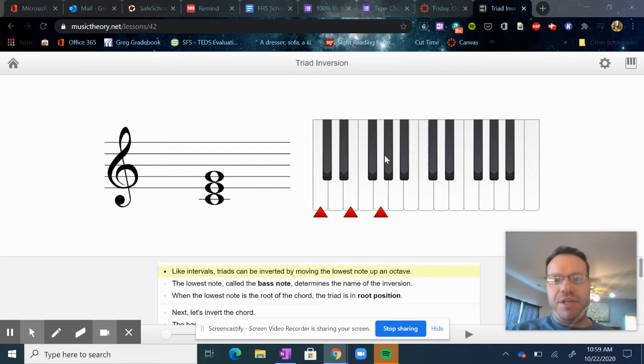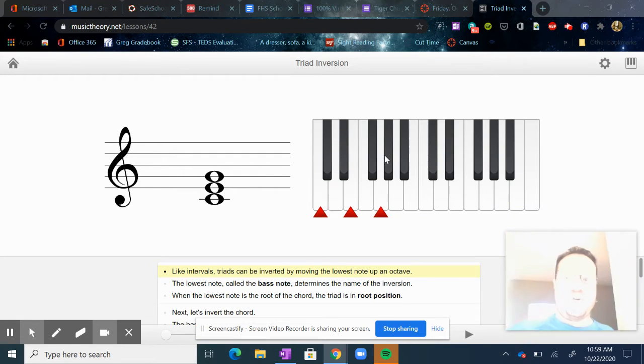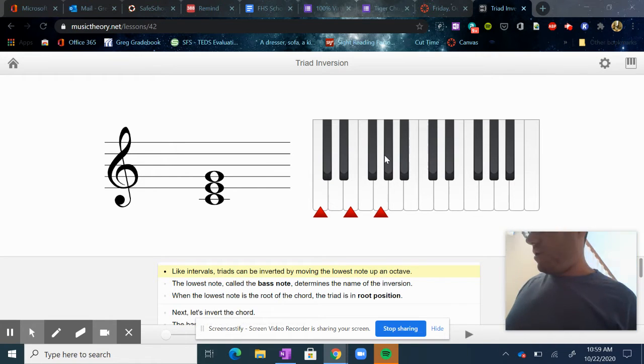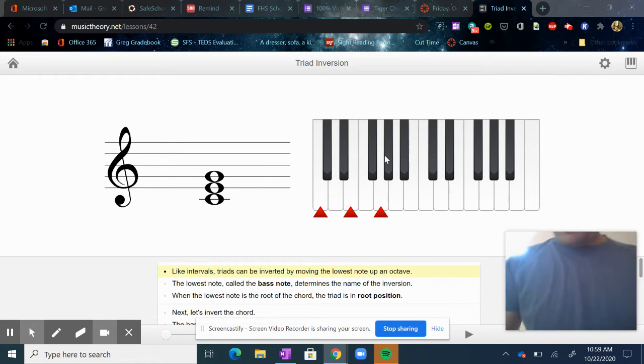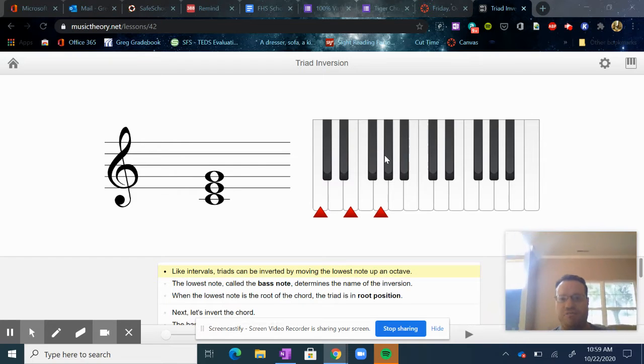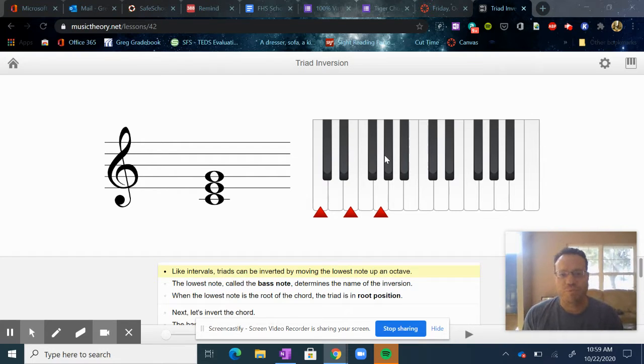Okay, so this video is going to focus on triad inversions. Once you understand root position triads, we don't always see, construct, or hear triads in real music in root position, because it doesn't create as smooth of a transition between chords.